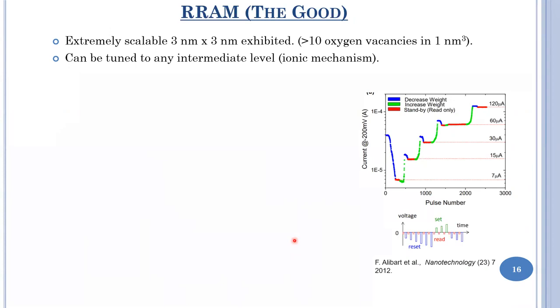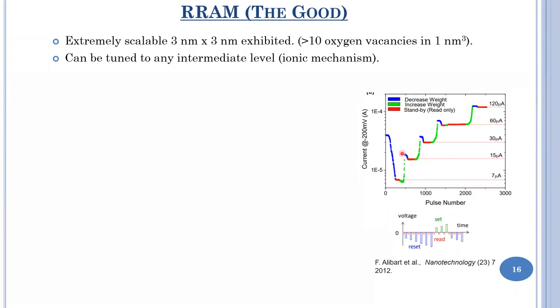So we apply a set pulse first. Let's say we apply a small set pulse. Then we verify, or we read the state, to know that we have reached this point now. Then again, we apply a set pulse of higher amplitude, so we reach a somewhat higher conductance value. Again, we apply an even higher pulse, and then we reach this value, let's say. So we overshot the value of 15 microamps and reached a value which is higher than that.